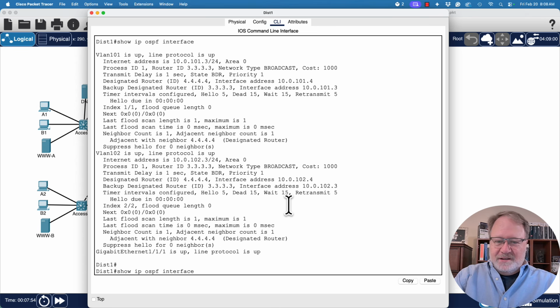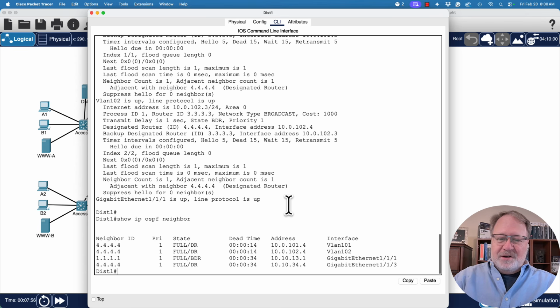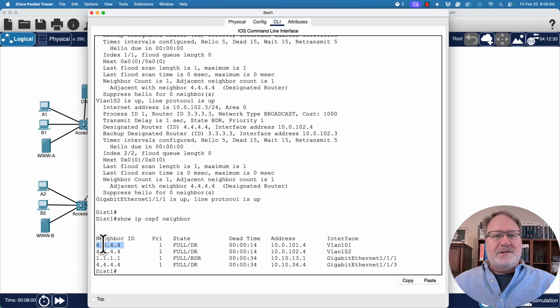So let's just look at the list of neighbors here on dist 1, and we see 3 mentions of neighbor 4444, which is dist 2, and 2 of those are reachable over VLANs 101 and 102 interfaces, VLAN 101 and 102. So that's a confirmation. By the way, the state is full. So that's a confirmation that we're still neighbors with dist 2, and that it's got matching hello and dead intervals, because if they weren't matching, they wouldn't become neighbors.